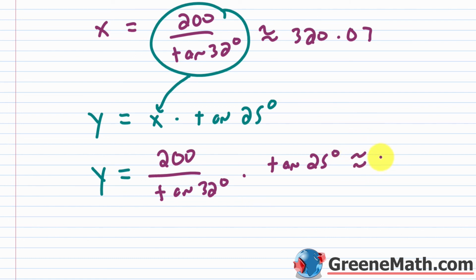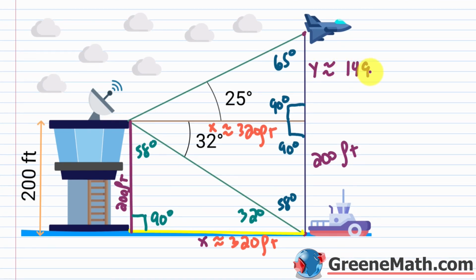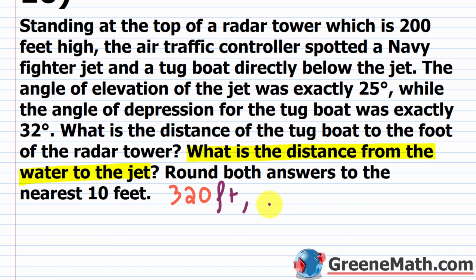This is approximately 149.25. I'm just going to cut it off there. So I'll say this is approximately 149.25 feet. Now again, we need to take this 200 feet and add it to this 149.25 feet, and that will give me 349.25 feet. So coming back up, I'm just going to put a comma, and I'm going to put 349.25 feet. But again, we are specifically told to round both answers to the nearest 10 feet.